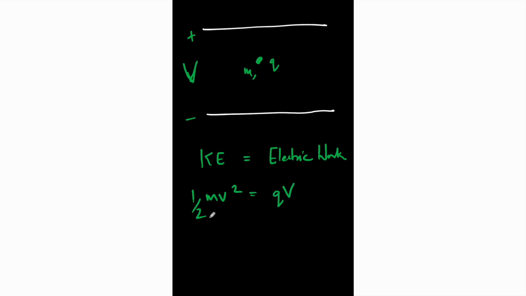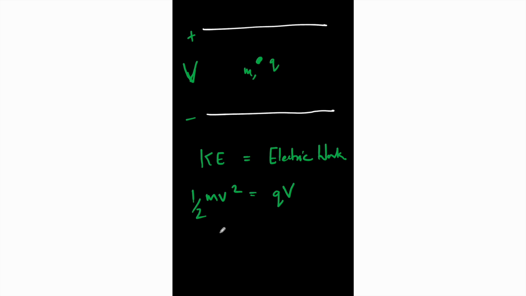When a charged particle is placed under a potential difference or in an electric field, the particle will get accelerated, right? And it will get kinetic energy. The kinetic energy of the particle will be equal to the electric work done by the field. So what is the kinetic energy? Kinetic energy is nothing but half m v square. And electric work done is q into V, where this is capital V, which is the potential difference. So we have half m v square is equal to q into V.